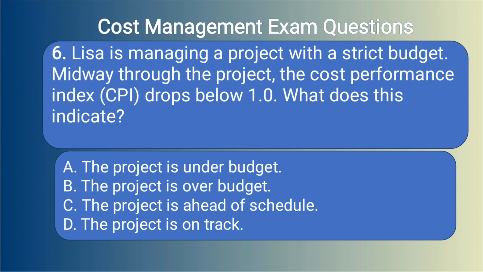6. Lisa is managing a project with a strict budget. Midway through the project, the Cost Performance Index, CPI, drops below 1.0. What does this indicate? A. The project is under budget. B. The project is over budget. C. The project is ahead of schedule. D. The project is on track.